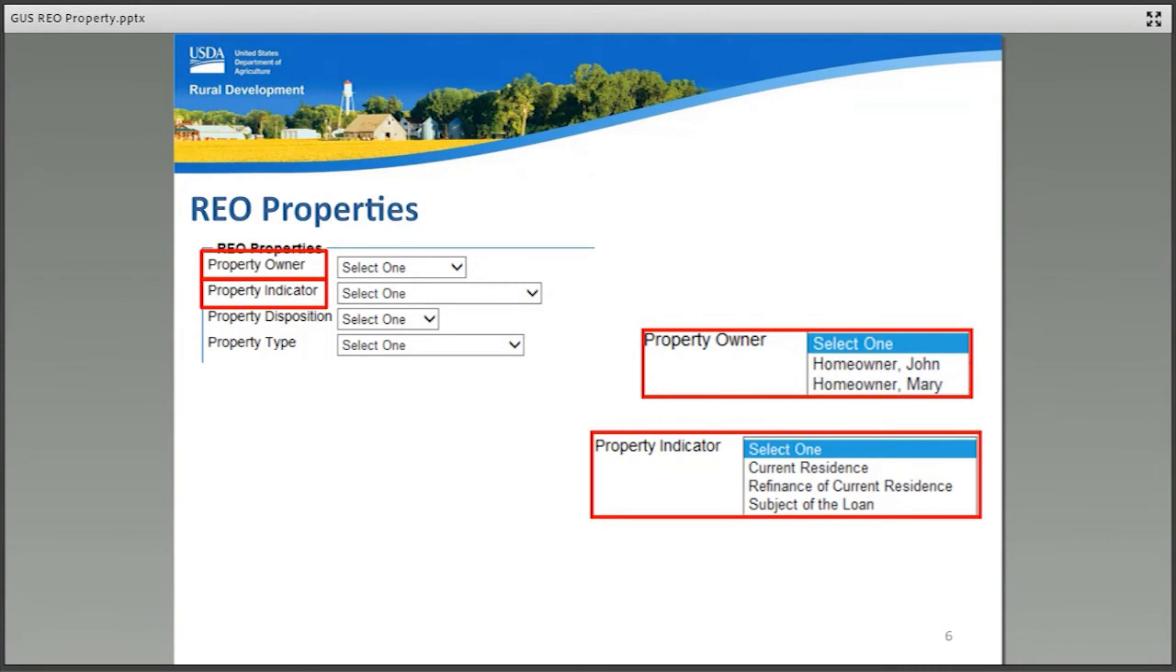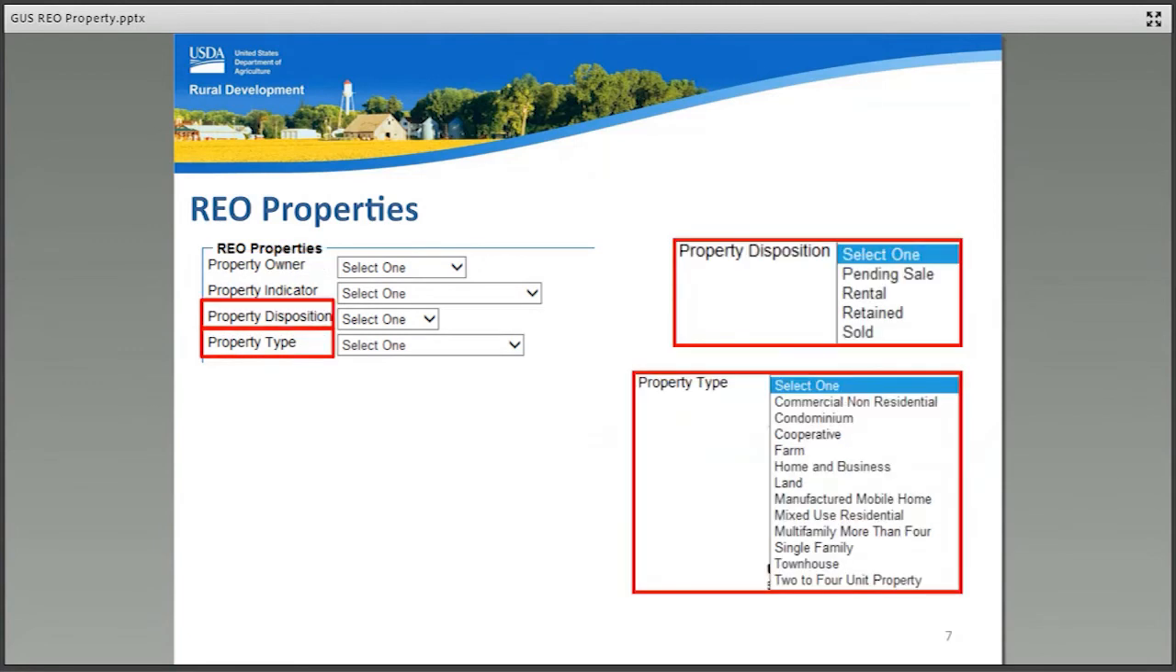This slide displays the drop-down selections for the property owner. Please select the appropriate applicant for the property. And the property indicator includes current residence, refinance of the current residence, or subject of the loan. Users may select the property disposition from pending sale, rental, retained, or sold. It is important to make the correct selection in order to allow for additional data fields to be available for completion on this application page. The property type may also be selected from the 12 options displayed in the drop-down box on this slide.